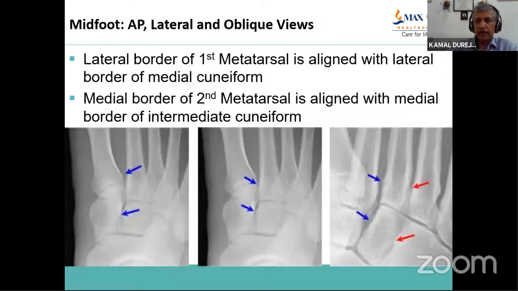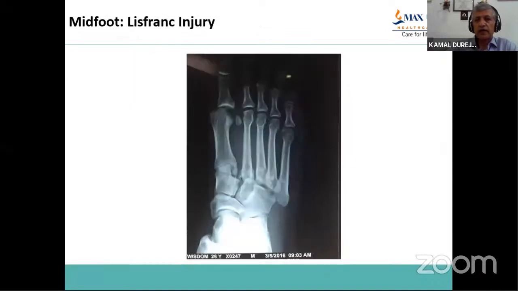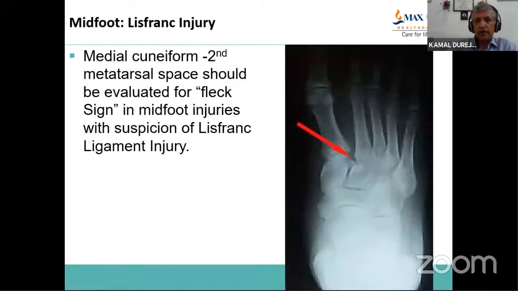So these alignments, why do we need to see them? Because the subtle kind of midfoot injuries, so-called Lisfranc injuries, which bring about disruption of these alignments, are understood only once we make our eyes get used to seeing these alignments. So here you can see in a Lisfranc injury, the alignment is disturbed, the alignment of the fourth is disturbed. So this is a less frank injury. And for very subtle, less frank injuries, you have to look into the medial cuneiform second metatarsal space and look for this fleck sign, which is suggestive of a less frank ligament injury.